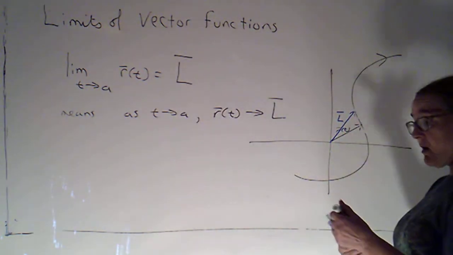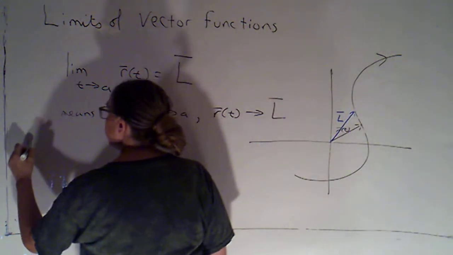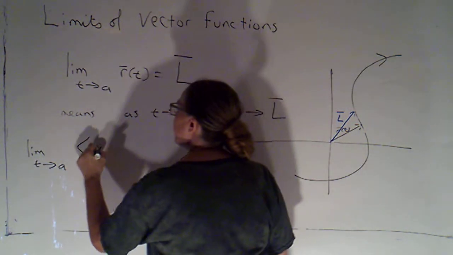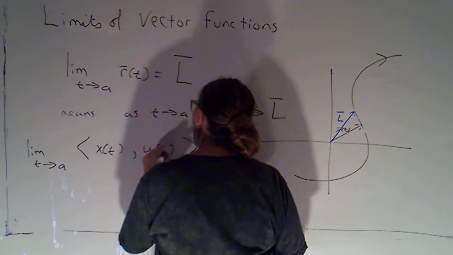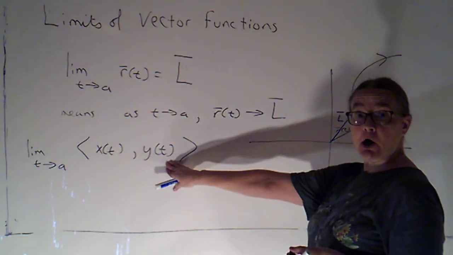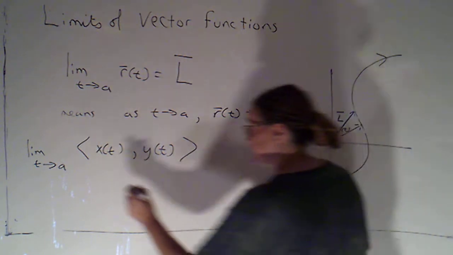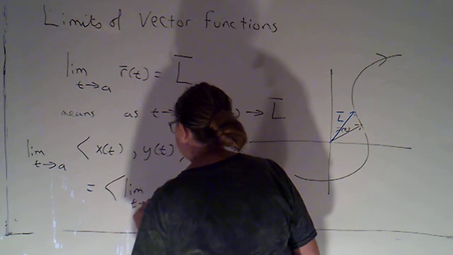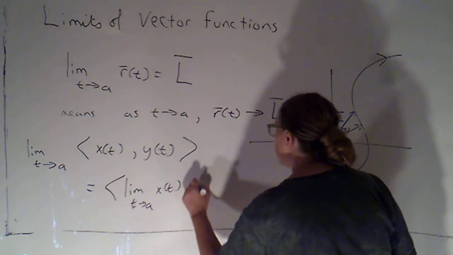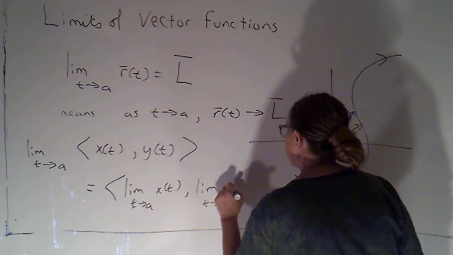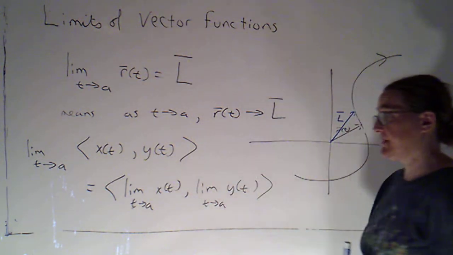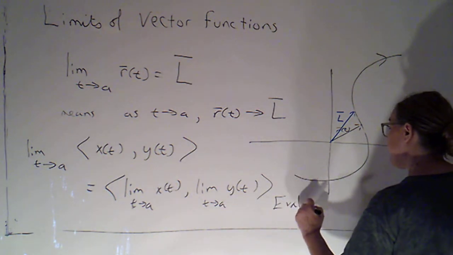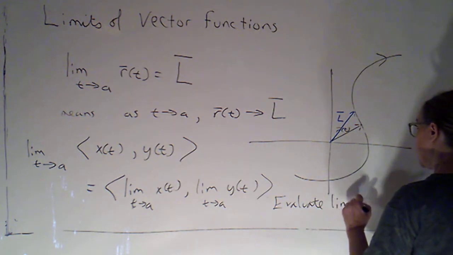Okay. So I can say that the limit as t approaches a of the vector x of t, y of t, this would be an arbitrary vector in 2-space, is simply the limit as t approaches a of x of t, comma, the limit as t approaches a of y of t. Okay. In other words, we evaluate limits component-wise.